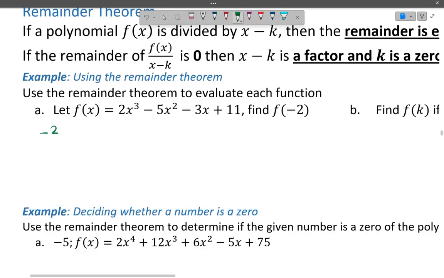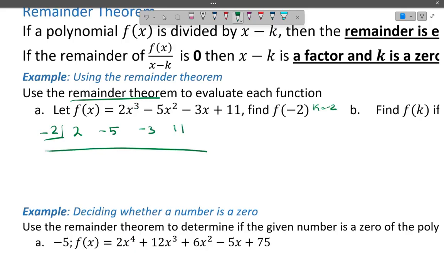And we're able to use synthetic division because it's asking for us to use the remainder theorem. Here they're giving us the value of k. K equals negative 2. K goes in the box. So our coefficients, we have third, second, first, and constant. So we don't need any placeholders. So we can put our coefficients in and perform the synthetic division.